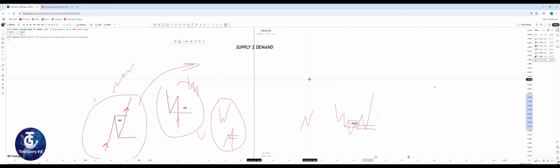Are you getting it? So just seeing a demand or a supply doesn't mean everything will hold. There is some logic behind the ones that will hold, and there is some logic behind the ones that will not hold. I'll be telling you that right now also. So for this to fail, you just follow this demand zone.